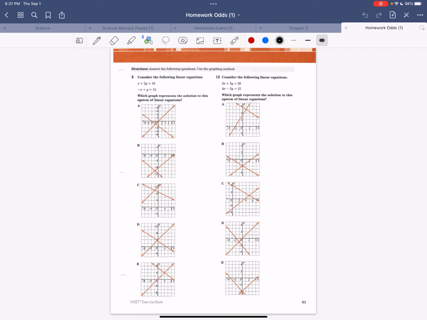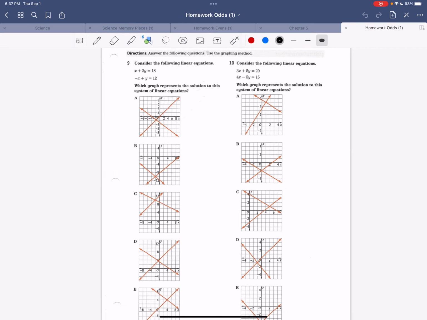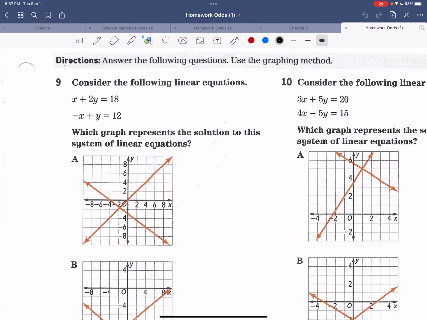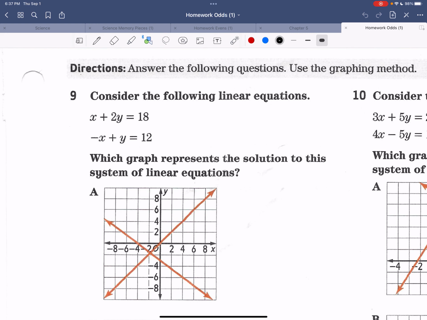I'm on page 93 of the homework exercise book, and we're looking at question 9. Consider the following linear equations. Which graph represents the solution to this system of linear equations?